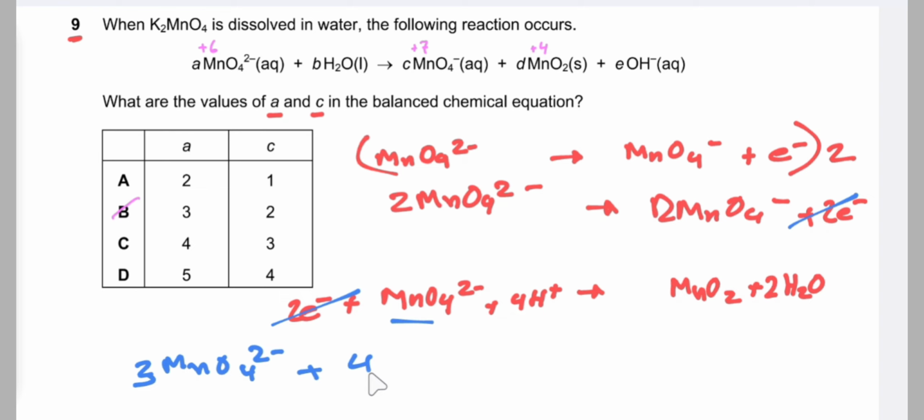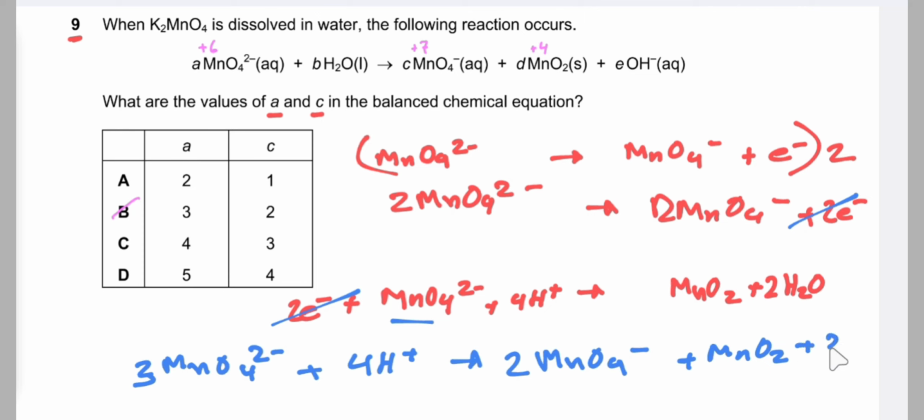Then 4H plus changes to 2MnO4 minus plus MnO2 plus 2H2O. So the reactant is MnO4 2 minus and the product includes MnO4 minus. The ratio of A to C is 3:2. So the correct answer is B.